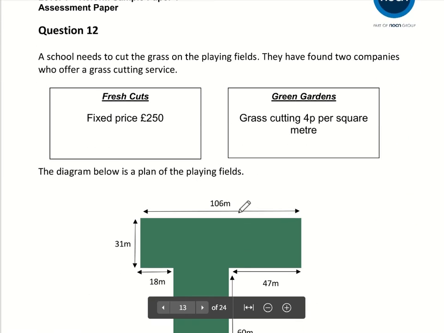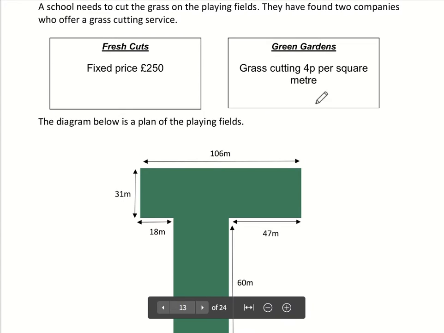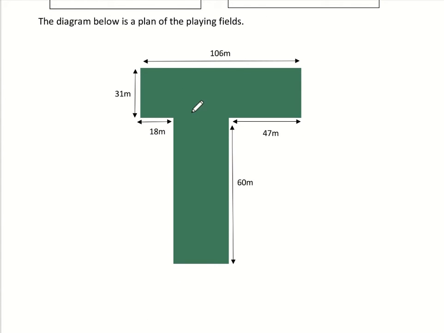Okay, question number 12. So, Fresh Cuts is nice and easy, it's just £250. For Green Gardens, it's a price per square metre. So what we need to do is work out the area of this field. So by putting a horizontal line here and calling this shape A and shape B, we can work out the area of each bit separately and then add them together.